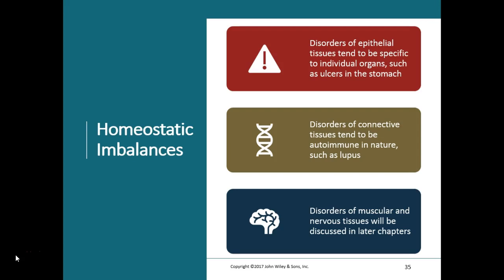Looking briefly at homeostatic imbalances of the tissues, disorders of the epithelial tissues are mainly specific to individual organs, such as peptic ulcers, which erode the epithelial lining of the stomach or the small intestines. For this reason, epithelial disorders are typically going to be talked about when we look at individual systems, such as the digestive system. Most prevalent disorders of connective tissues are autoimmune disorders.